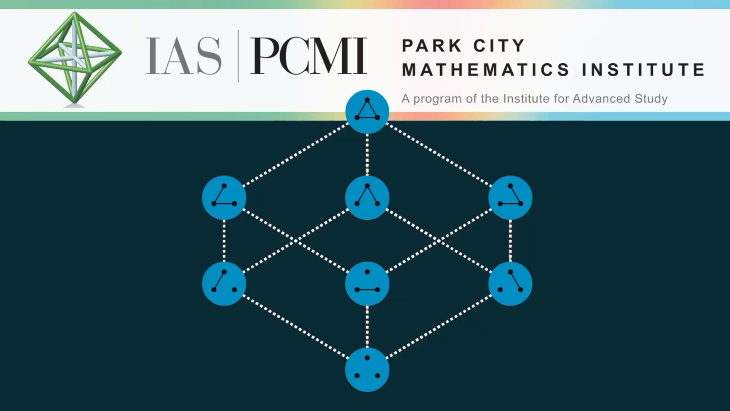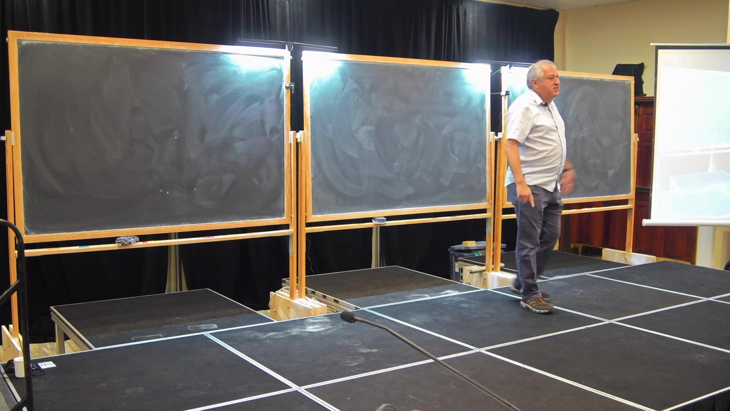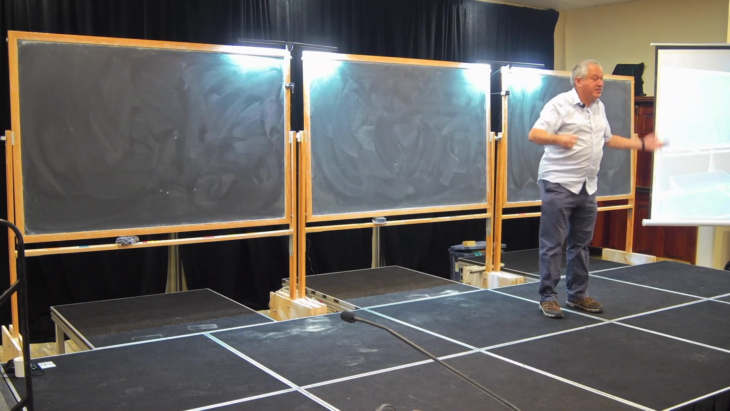Today we're starting on actual intersecting families, and the idea is a very natural notion. You have a bunch of sets. Intersecting just means any two of them intersect.